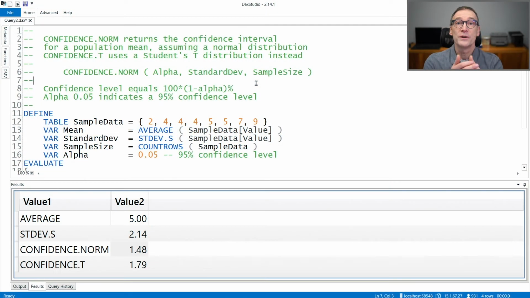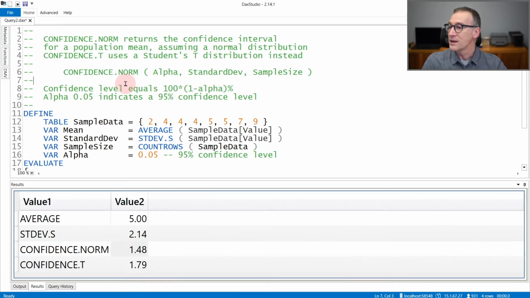DAX offers you two functions to compute the confidence interval for a mean over a population. They are CONFIDENCE.NORM and CONFIDENCE.T. CONFIDENCE.NORM uses a normal distribution, whereas CONFIDENCE.T uses a Student t distribution. You need to provide to the confidence functions three arguments, which are alpha to specify the confidence level, the standard deviation, and the size of the sample.